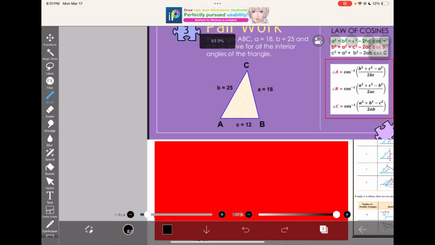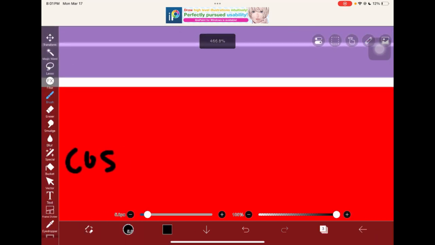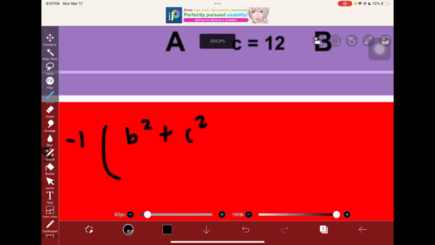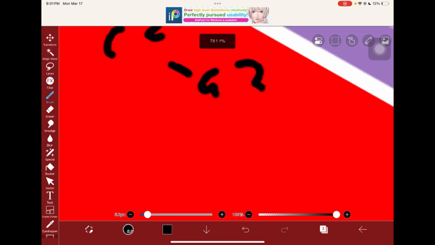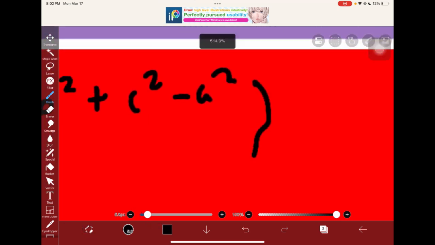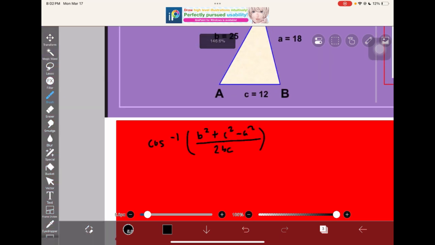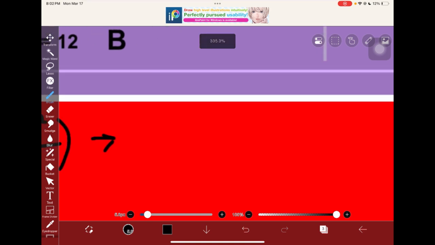Let's start first with solving angle A, which is cosine inverse of b squared plus c squared minus a squared, all over 2bc. Yep, we're going to use that, and let's substitute all values.